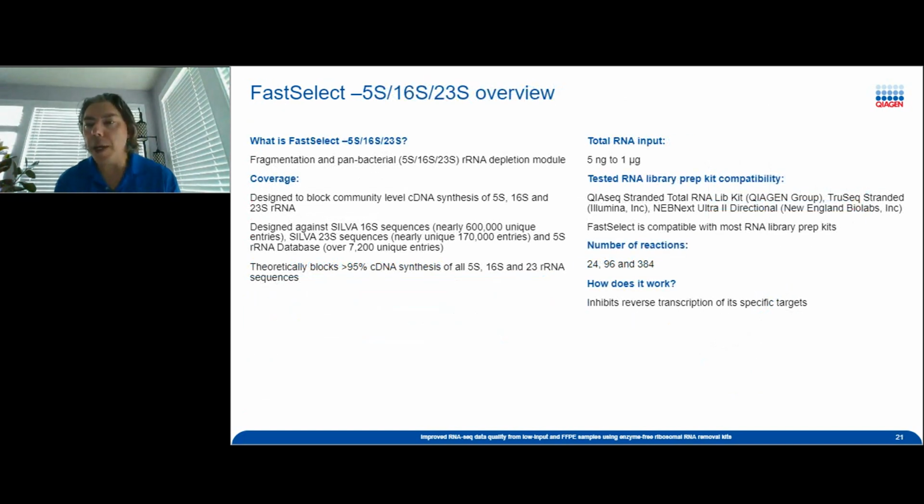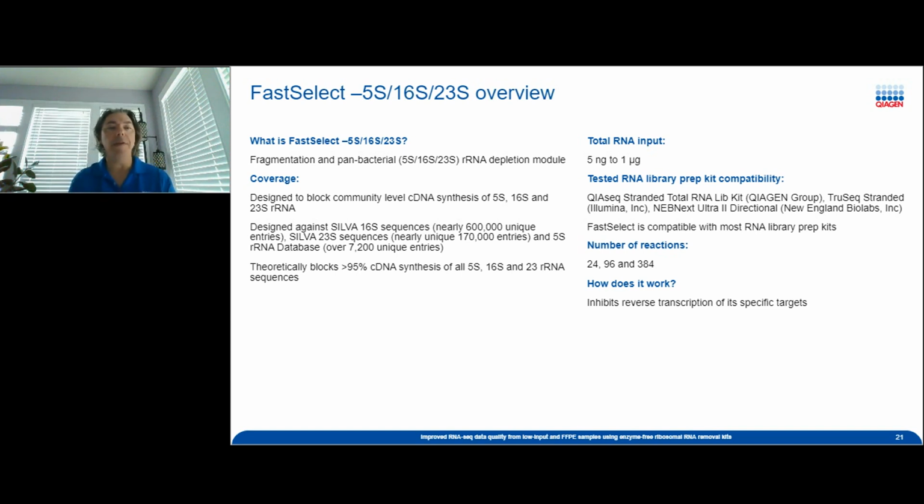We've also developed a kit for pan-bacteria applications. This is the kit that we use when we're starting with some sort of sample where we know there's bacteria present, or when we're looking at dual RNA-Seq. For FastSelect, we call this our 5S, 16S, and 23S, so that we can remember that we've designed FastSelect against the 5S, 16S, and 23S ribosomal sequences.